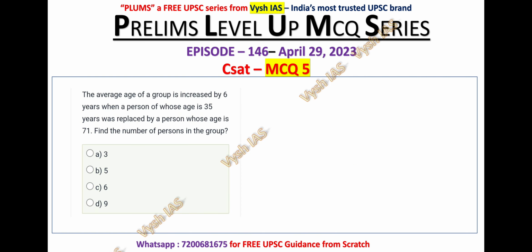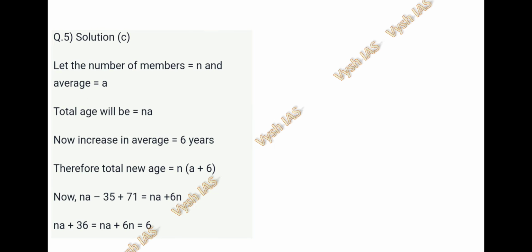Now let's solve MCQ number 5. The average age of the group is increased by 6 years when a person whose age is 35 years was replaced by a person whose age is 71. Find the number of persons in the group. So here we have taken the number of members as n and the average value as a. So the total age will be n into a, right?